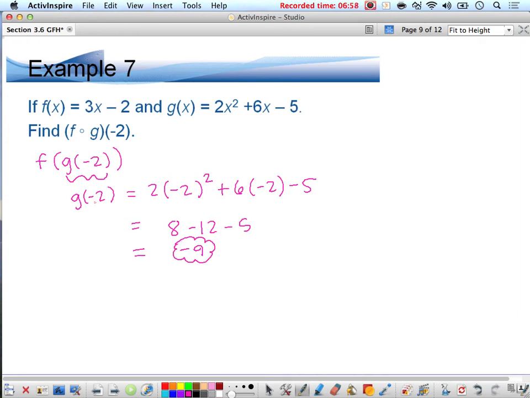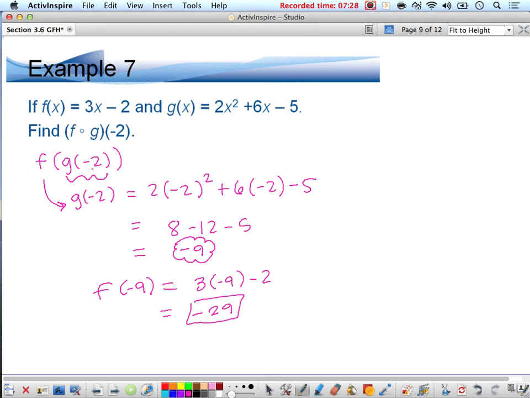Now I have to take that and find f of it. So f of -9 is equal to whatever 3x minus 2 is, so 3 times -9 minus 2. And that gives you -29. That is f of g of -2. A lot of people who are struggling a little bit when you have plain x's understand that a little better. Do y'all understand the process?